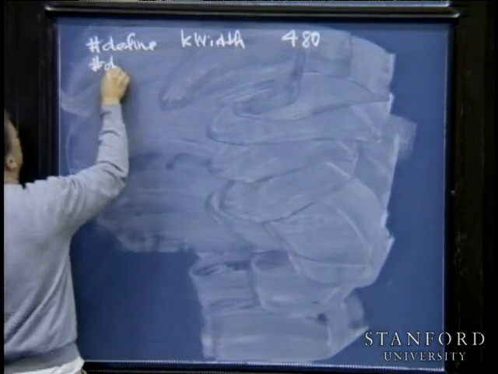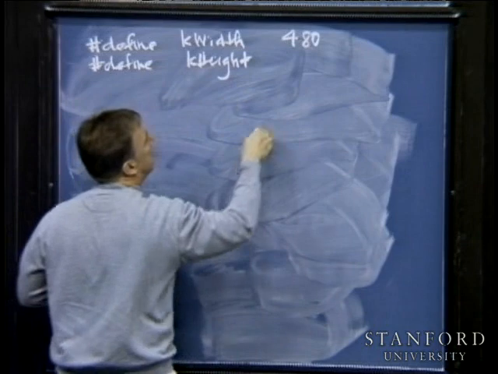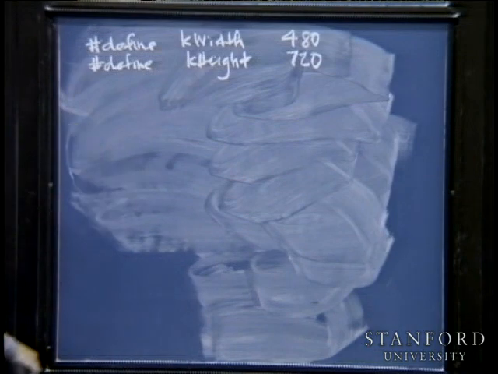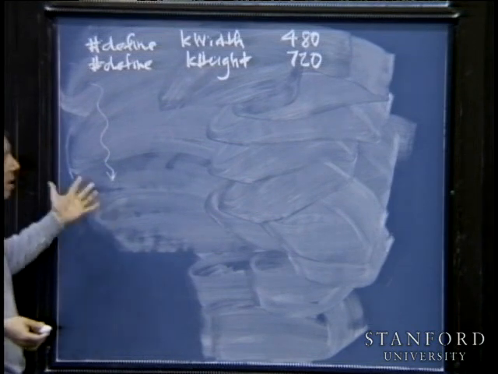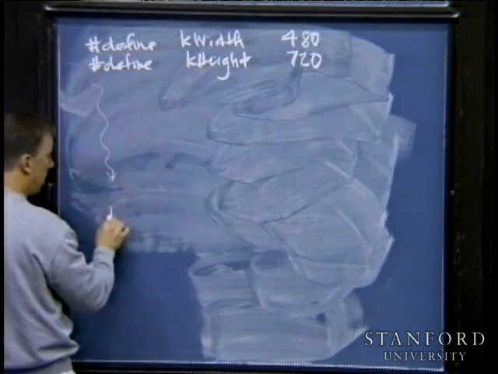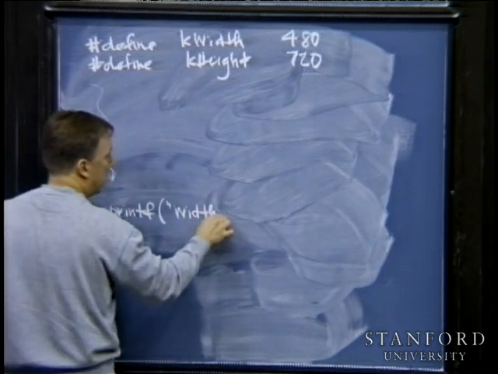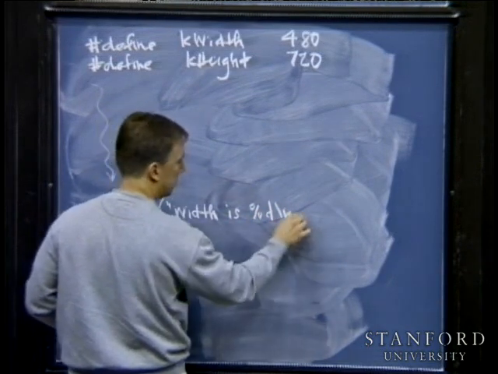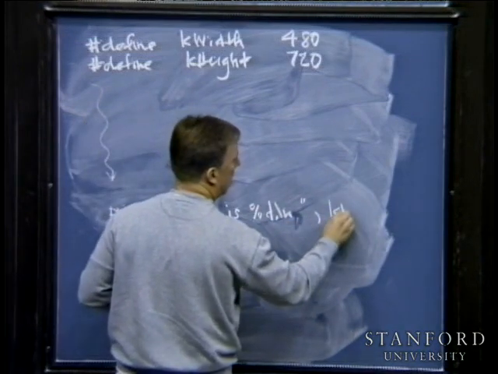And then I have something like this, kHeight, 720. And then I have some pound includes, I'll talk about those later. And then there's all this code right here where usually some part of it is framed in terms of one or the other. So maybe you have a printf statement: "Width is %d\n", and then you feed it the value of kWidth.